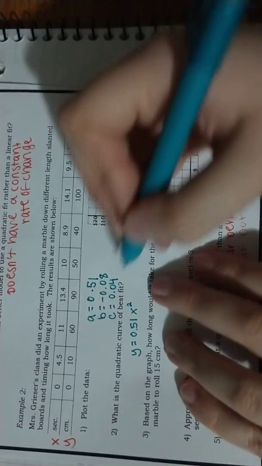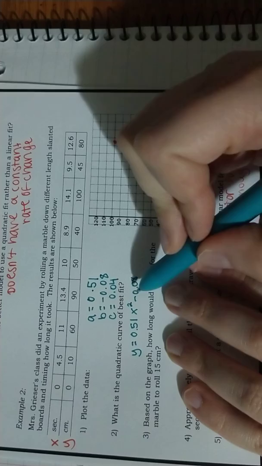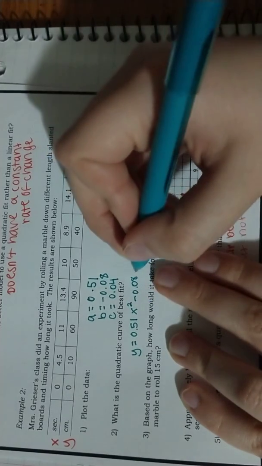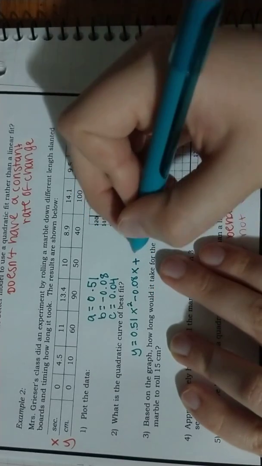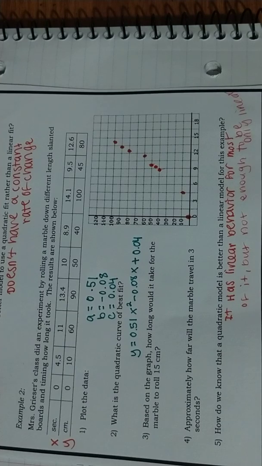So, making my equation, plugging all of those in, y equals my a, which is 0.51, x squared, minus 0.08. The reason I said minus is because this is a negative. Normally it's just plus bx. So make it minus 0.08x plus my c, 0.04. So that is my equation.